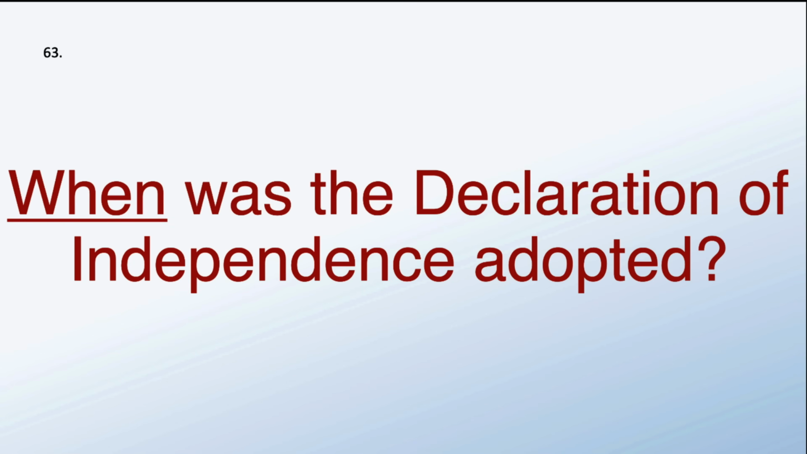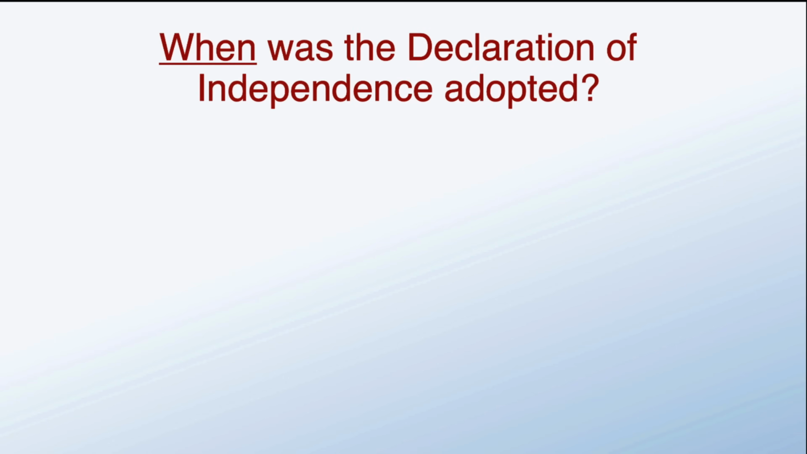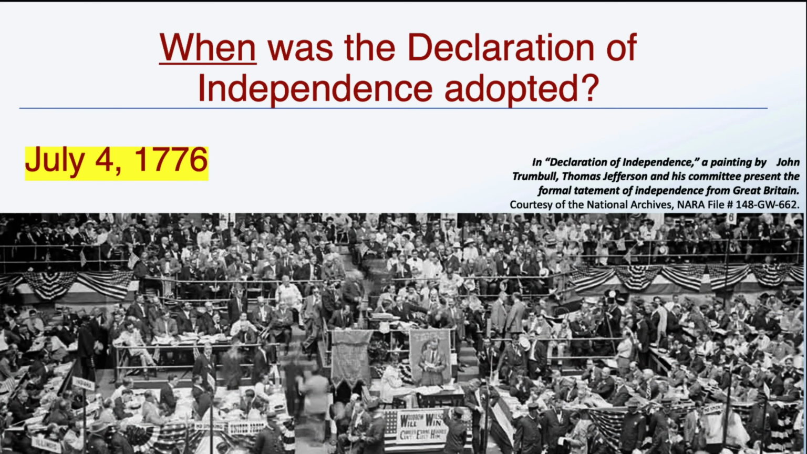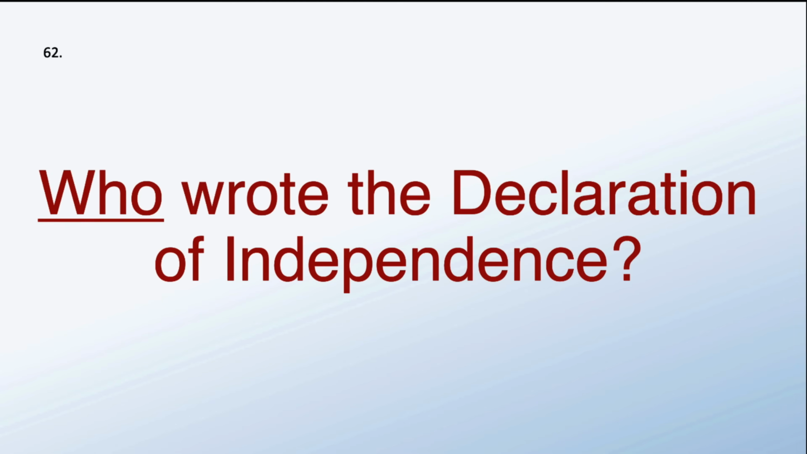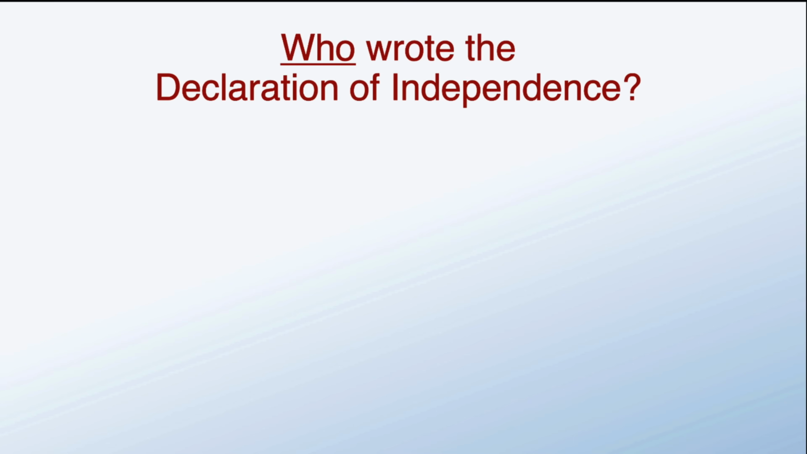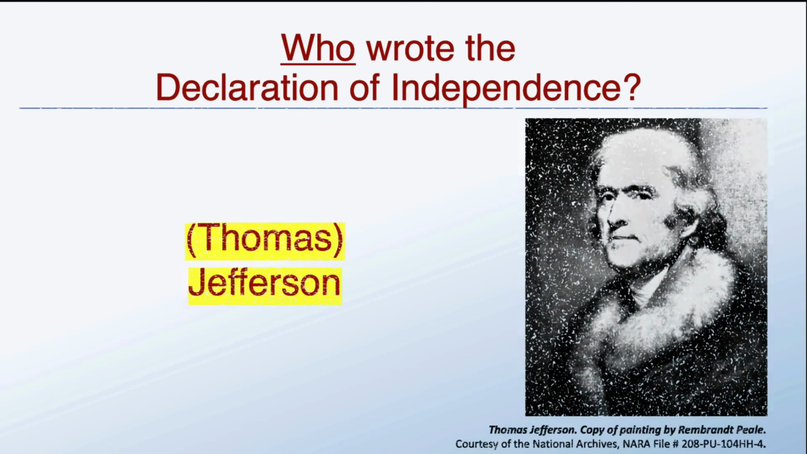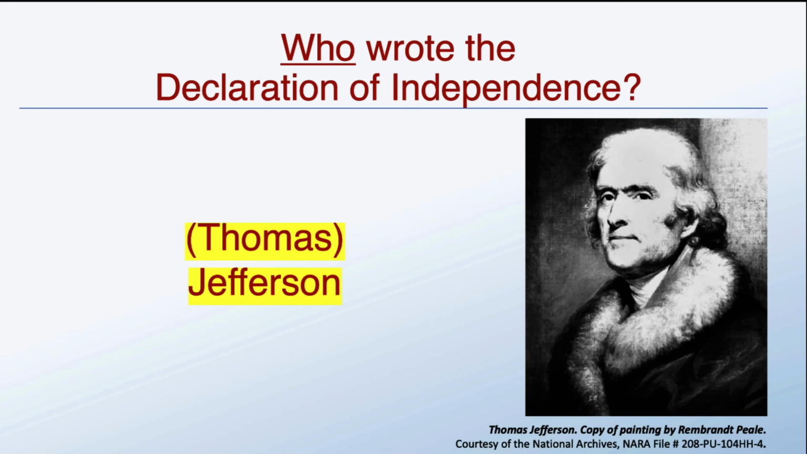When was the Declaration of Independence adopted? That was July 4th, 1776. Who wrote the Declaration of Independence? Thomas Jefferson wrote the Declaration of Independence.